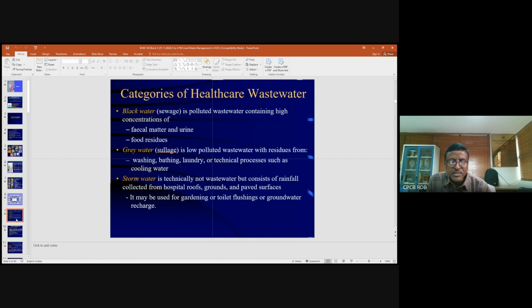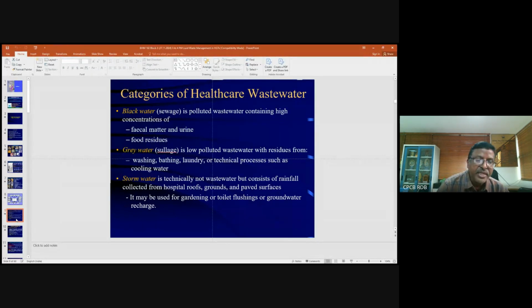And storm water is technically not wastewater, but consists of rainfall runoff collected from hospital roofs, grounds, and private surfaces. This storm water can be collected and used for gardening, toilet flushing, or groundwater recharge because it is not contaminated. Anything from rooftop surfaces can be collected and used directly for groundwater recharge, but not from any other contaminated surfaces.